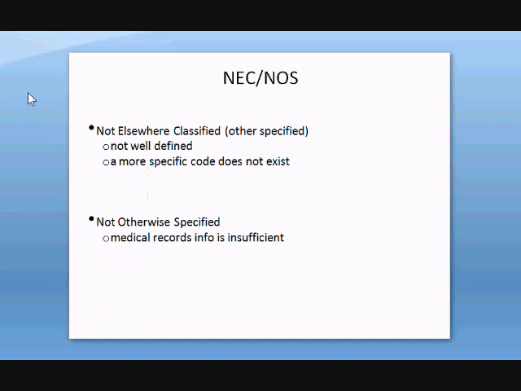Alright, two of the biggest conventions you're going to see are NEC and NOS. NEC simply means not elsewhere classified, and NOS means not otherwise specified. Not elsewhere classified means that it is not well defined in the book. A more specific code does not actually exist.